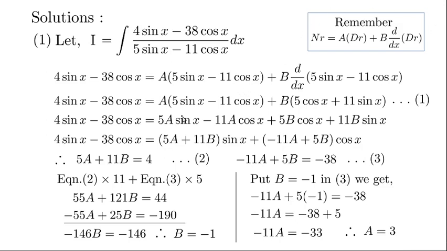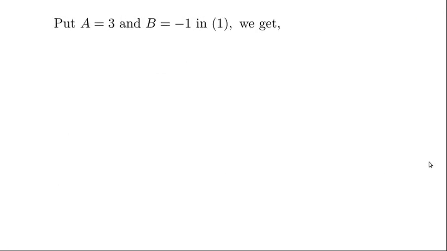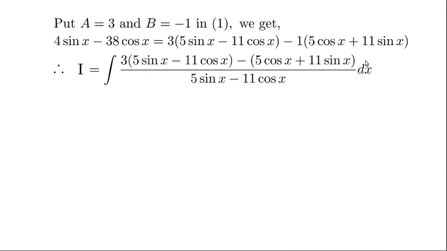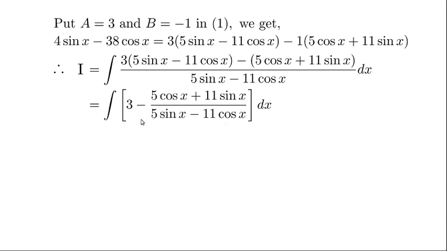We are going to replace it here. So this will be the replacement for this numerator part. So we get numerator 4 sin x minus 38 cos x as 3 times denominator (5 sin x minus 11 cos x) minus 1 times the derivative of the denominator, 5 cos x plus 11 sin x. Therefore the problem becomes, the numerator is replaced by this, and rest of the things are same. And now when you separately divide, you will get integration of 3 minus (5 cos x plus 11 sin x) upon (5 sin x minus 11 cos x).